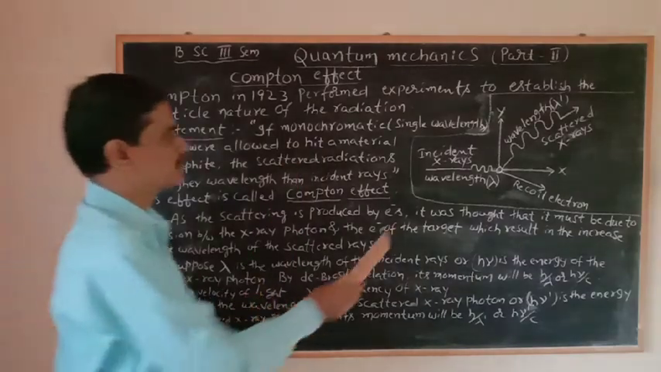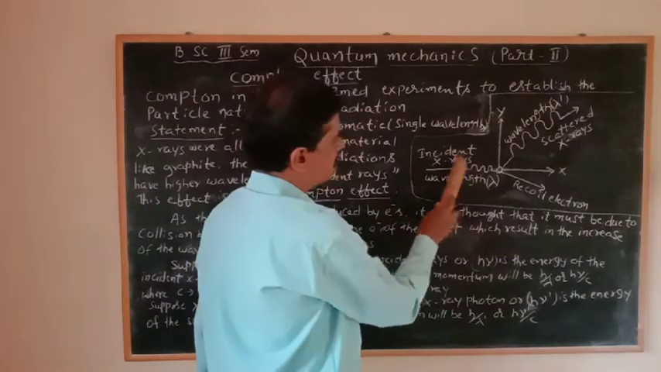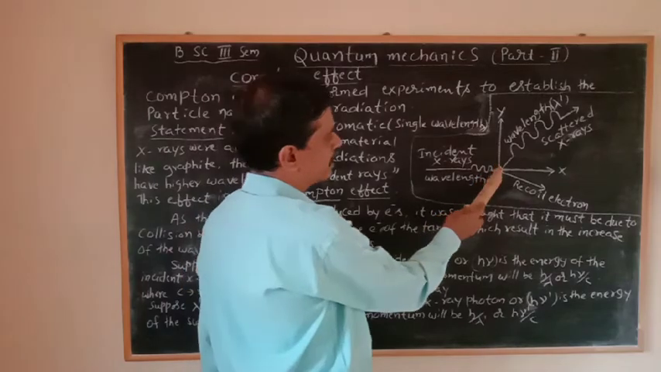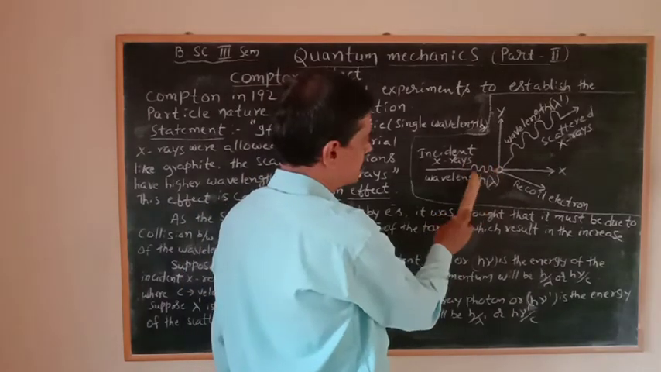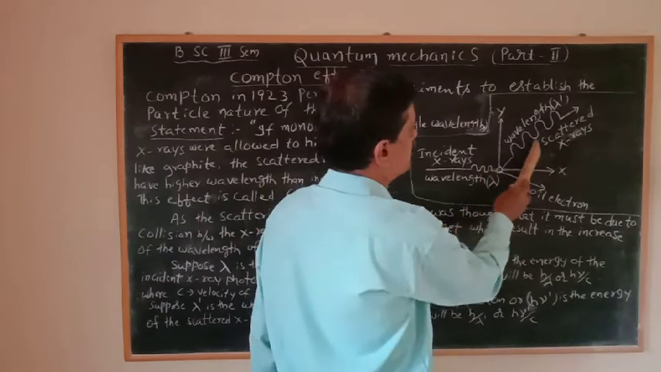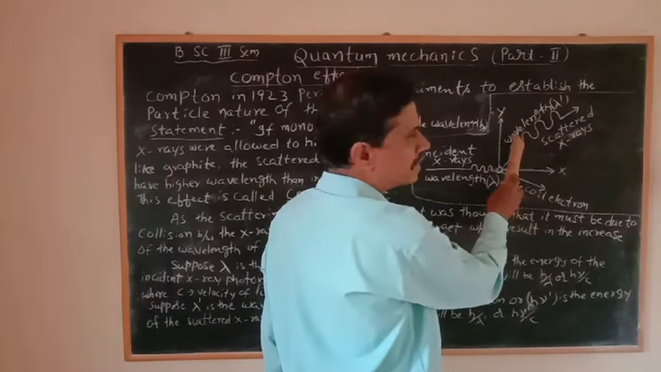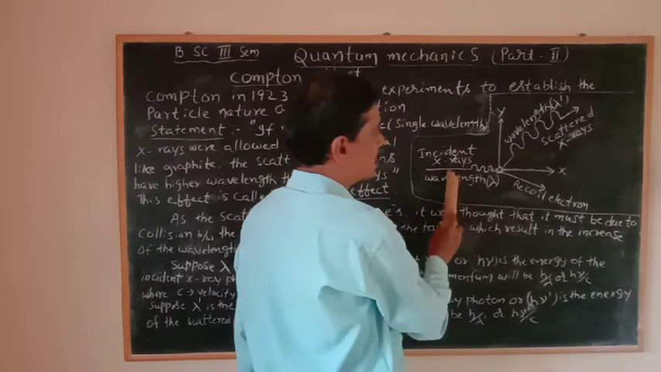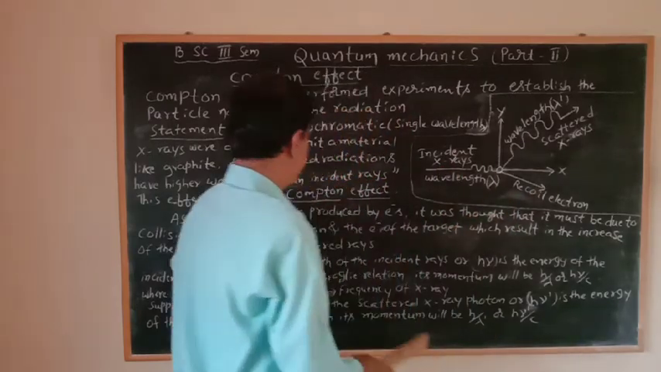That means, you see the experiment here. These are the incident X-rays falling on the electron of the graphite. These have shorter wavelength. Then, when hitting this, they give the scattered X-rays. These have a wavelength higher than the incident X-rays. And this is the recoil electron.